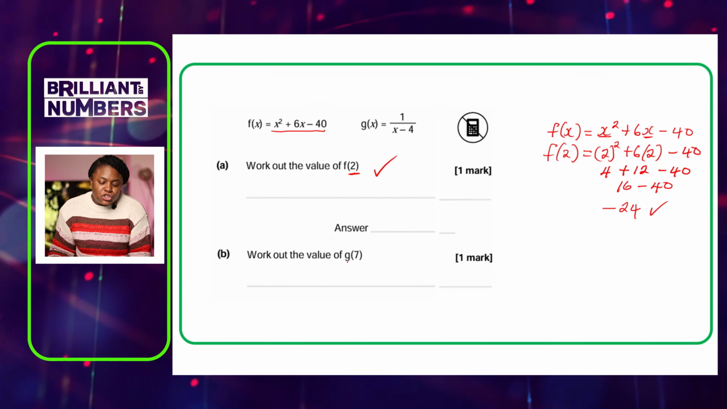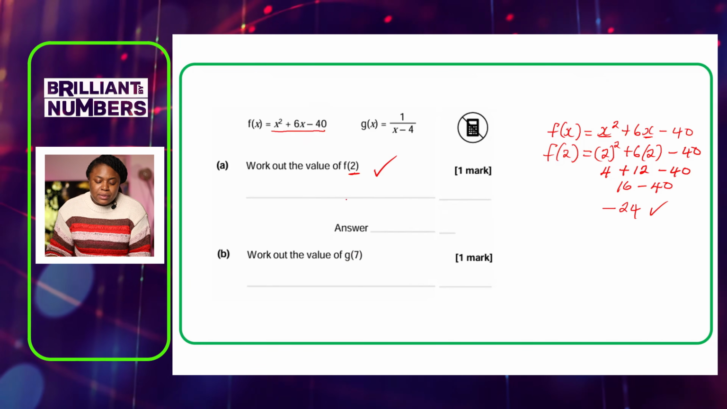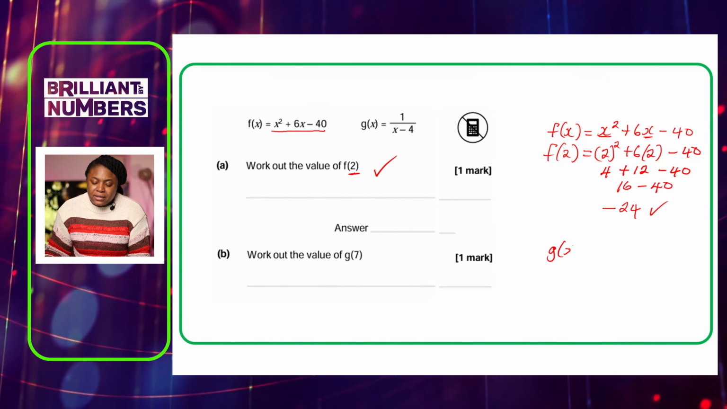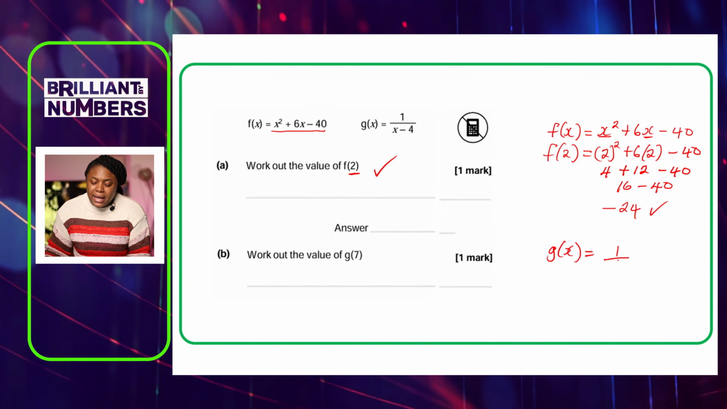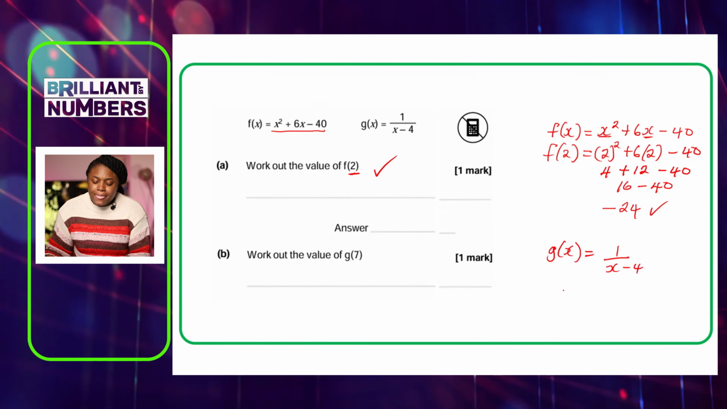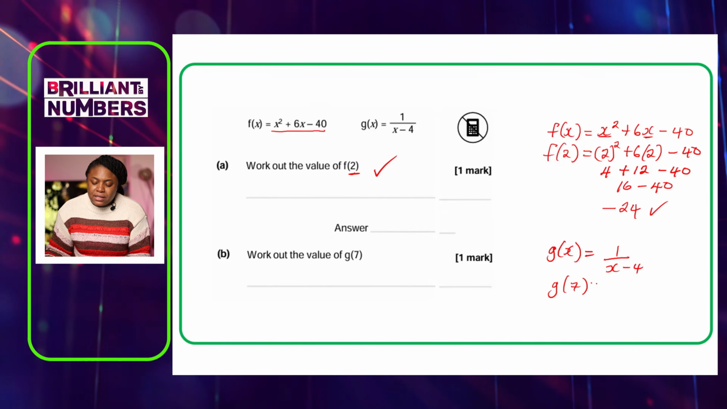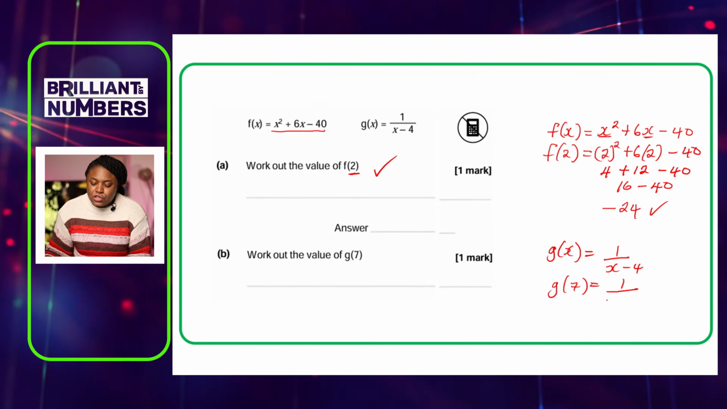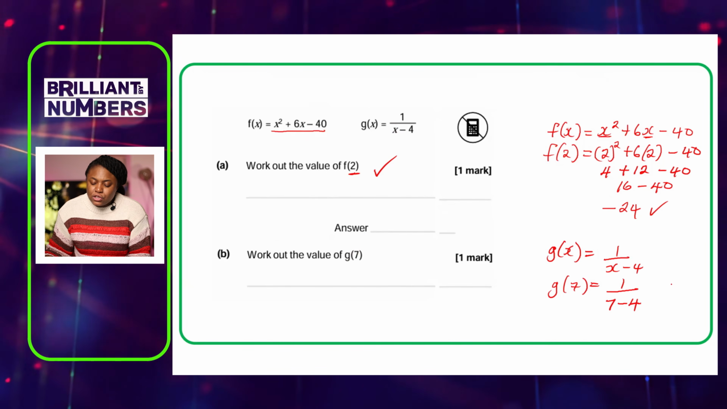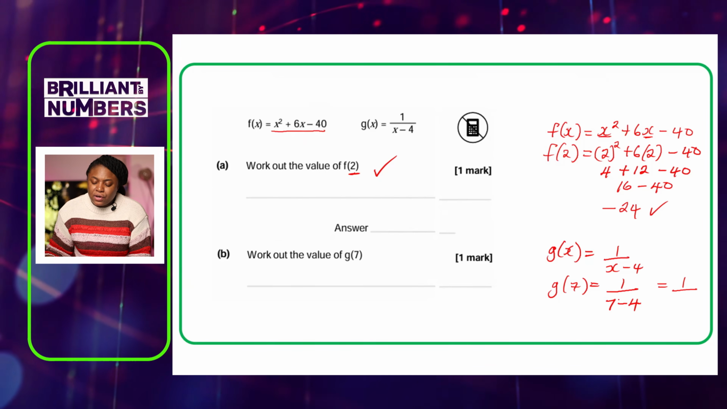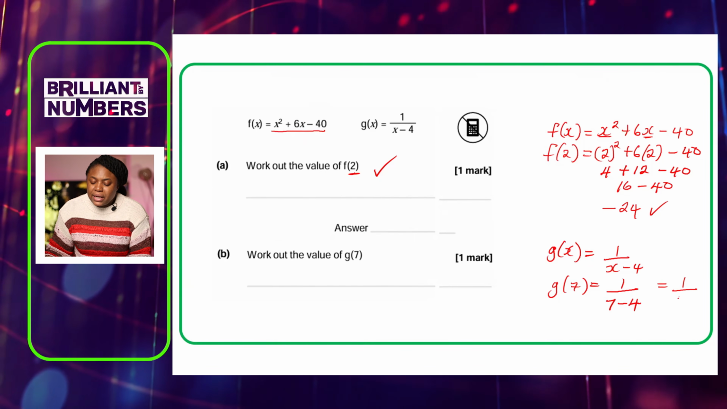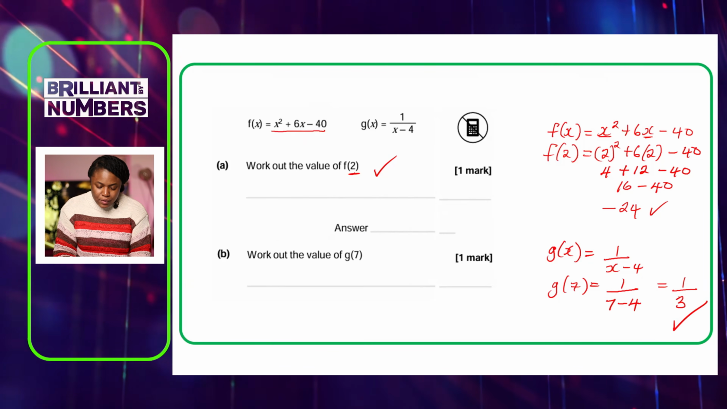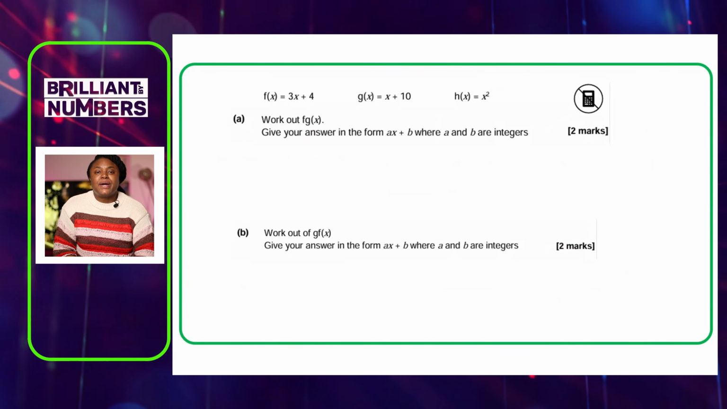We now need to do g of 7. So we need to put 7 where x is in g. So g of x is equal to 1 over x minus 4. So g of 7 then is equal to 1 over, we're going to replace x with 7. So it's going to be 7 minus 4. So it's going to be 1 over 7 take away 4, which is 3. So the answer is 1/3. Moving along to our next question.